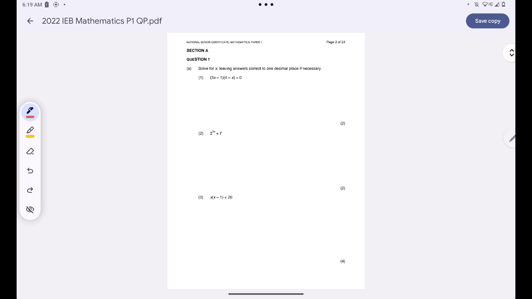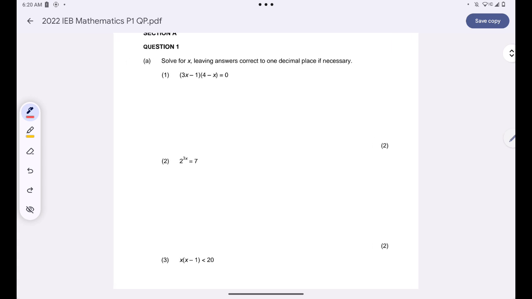Okay. Question 1. I'm supposed to solve x and leave my answer to one decimal place if necessary. I have two things multiplied and the answer is 0. For this one, it's so simple. I know that it's either the first thing, 3x minus 1 is equal to 0, or 4 minus x is equal to 0. Then I'll have 3x is equal to 1, then x is 1 over 3. Or if I take the x to the other side, it will be positive, then x is just equal to 4.